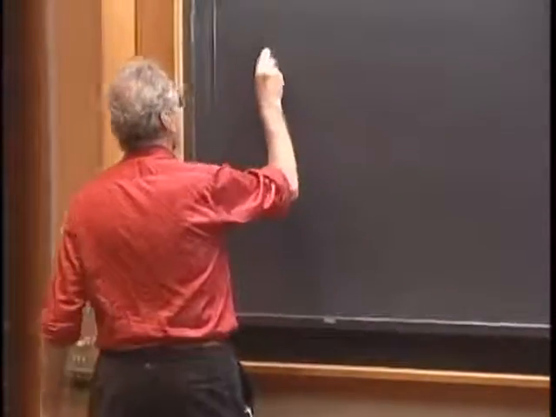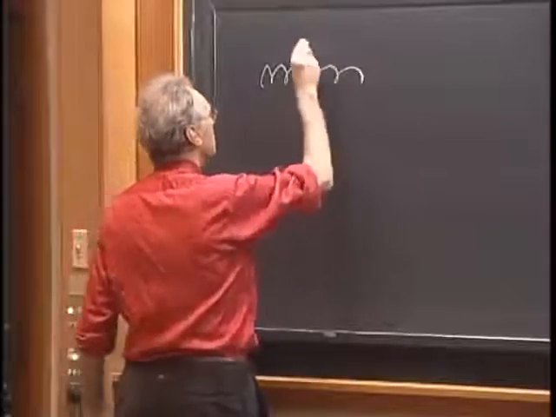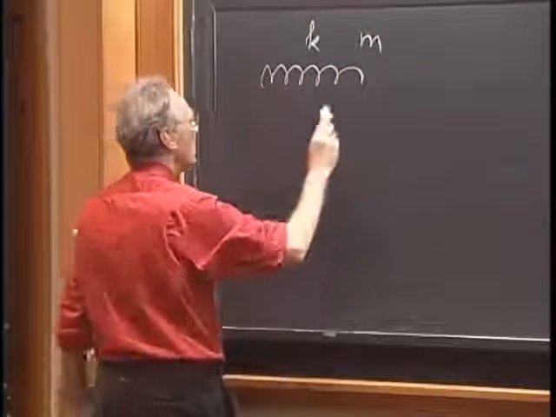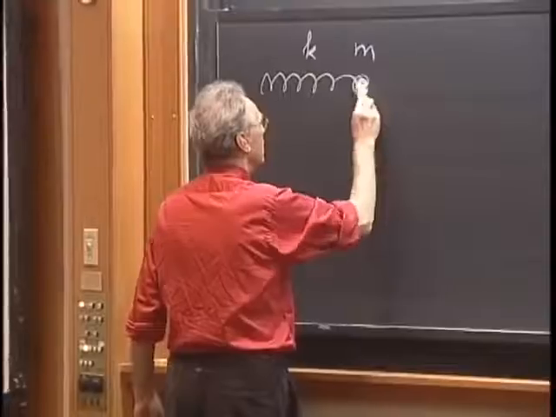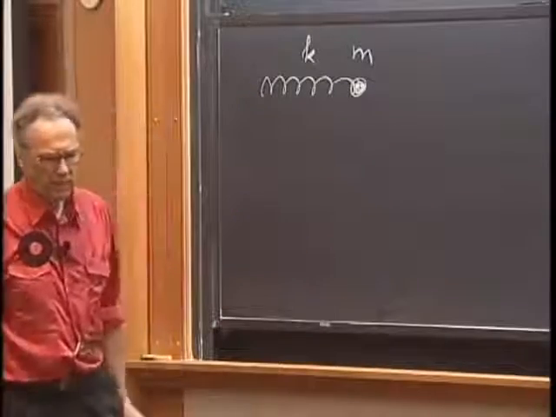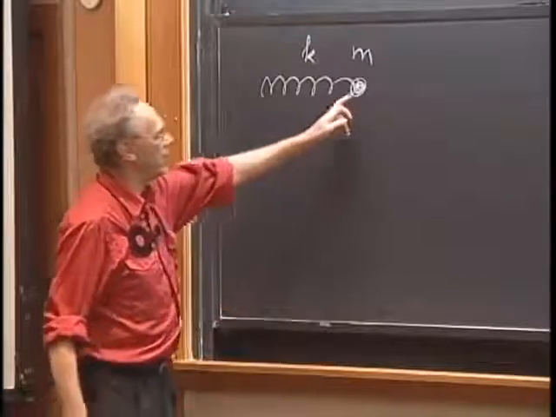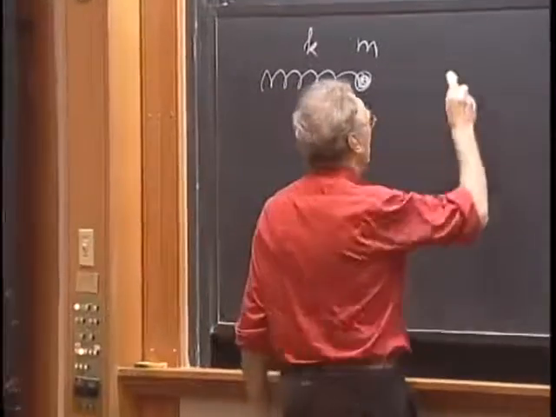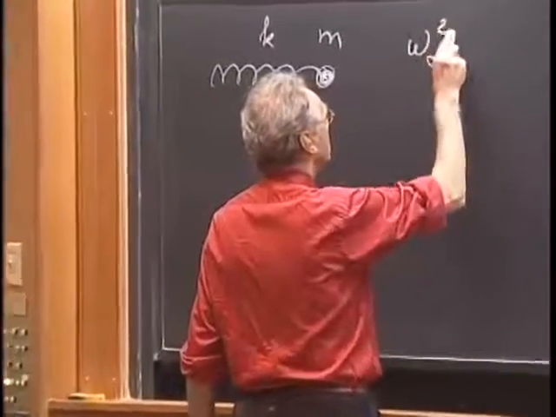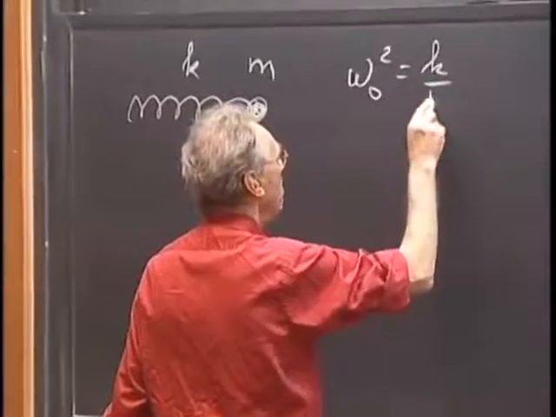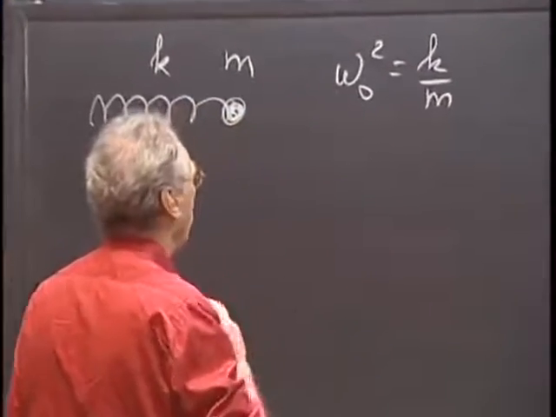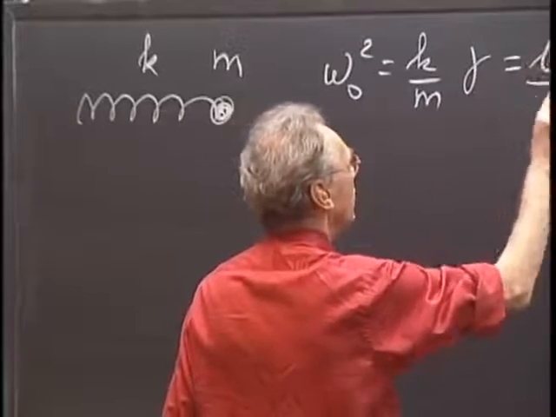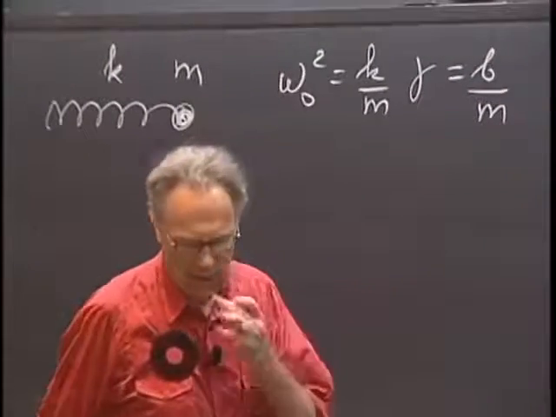So we have here a spring constant K, mass M, and this object can be driven. You can do that with a force directly on it here, or you can shake on the left side. Omega 0 squared equals K over M. I will call it that way. And gamma equals B over M. So that's the damping.